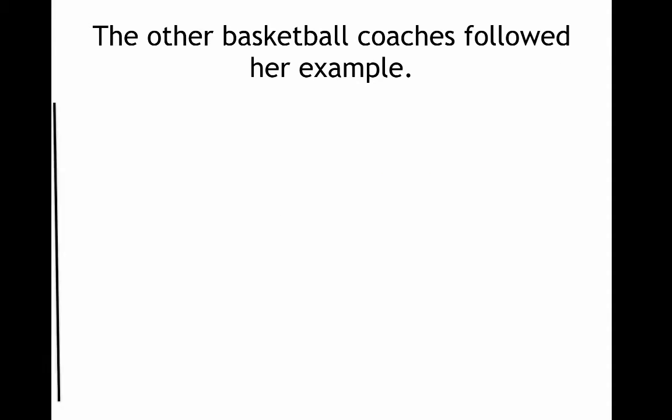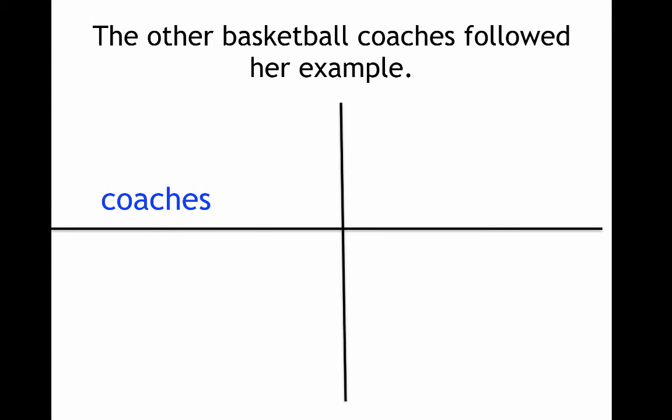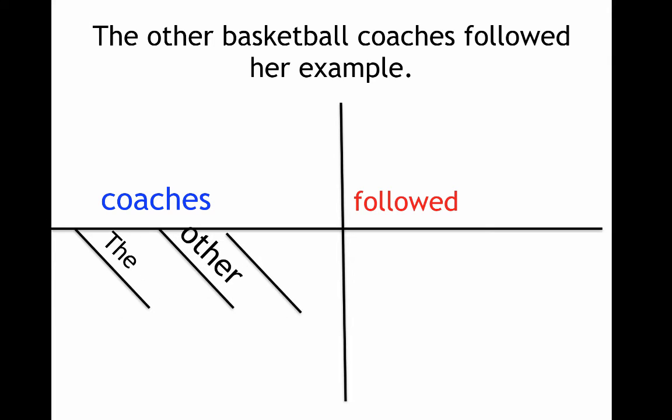Let's do this one more time. The other basketball coaches followed her example. I draw out my lines, very easy. Coaches is my subject, not basketball. Basketball is an adjective here, describes coaches. Followed is in the predicate part of the sentence, it's my verb. The goes underneath. Other goes underneath. So does basketball here. It's being used as an adjective, like I said.